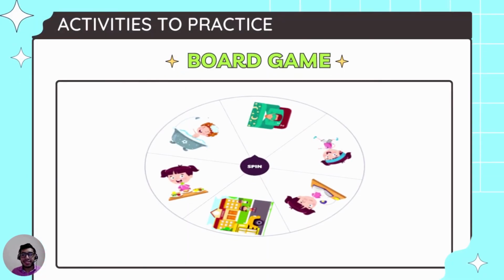Then we also have the second activity to practice, which is a board game. In this board game, students have to join in pairs. They will receive a handout provided by the teacher, and they also need a pencil. Students have to place the pencil in the middle of the handout and make it spin. Then they make a sentence using adverbs of frequency.